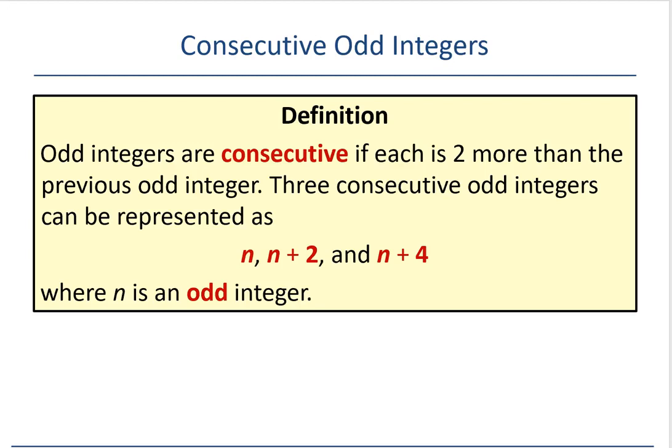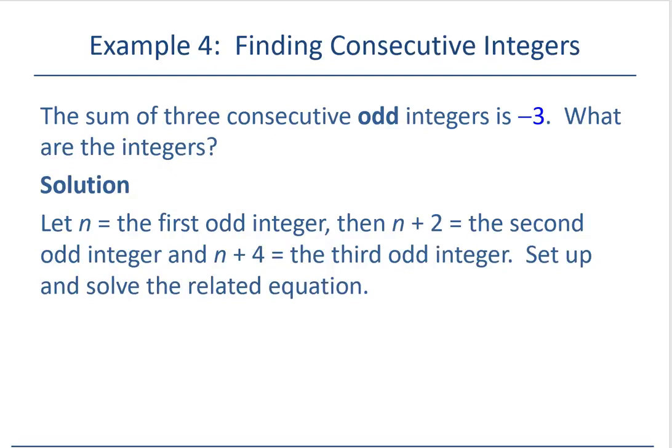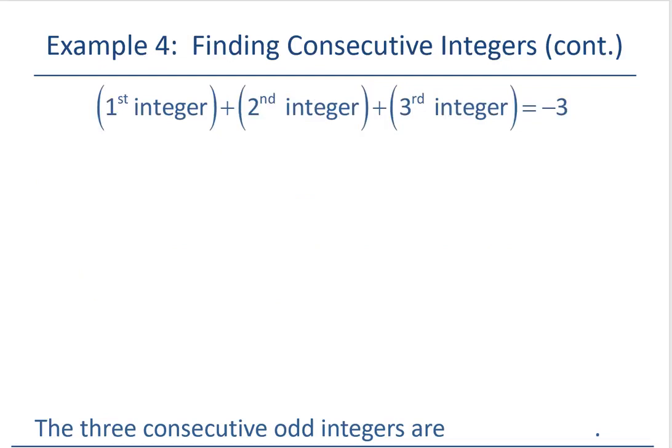Okay, let's do a couple more here. The sum of 3 consecutive odd integers is -3. What are the integers? Let n equal the first odd integer. Let n plus 2 equal the second odd integer, and n plus 4 equal the third odd integer. Well, what does this look like? This is going to look like this right here. Okay, we've got first integer, second integer, third integer.